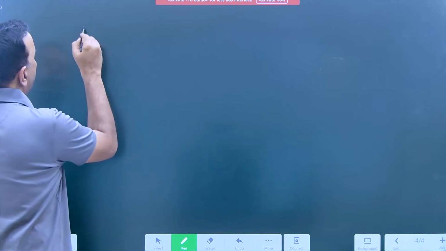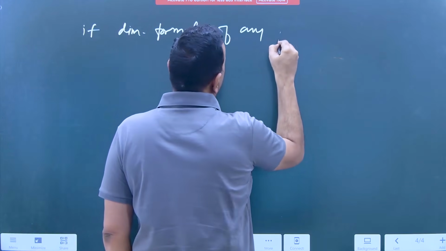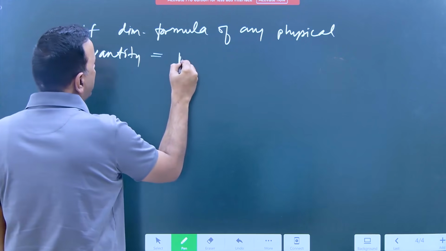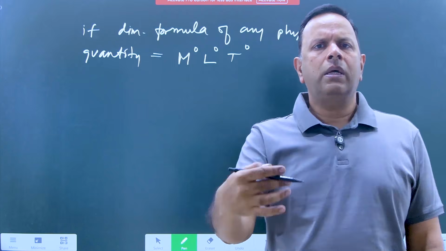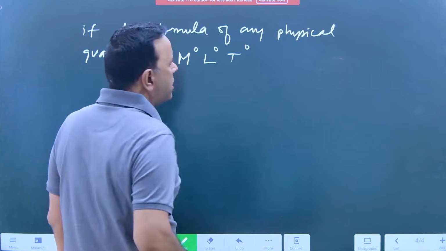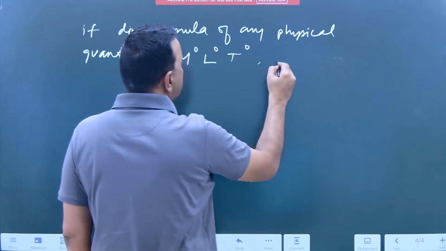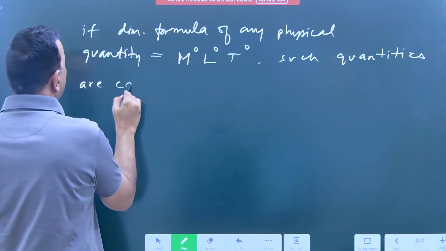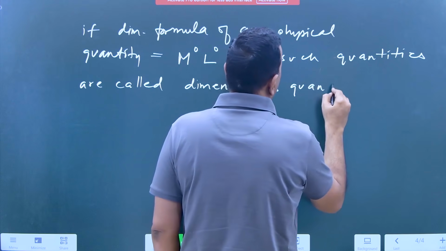If the dimensional formula of any physical quantity is m0, l0, t0, if everything is zero in that, no mass, no length, no time, then such quantities are called dimensionless quantities.